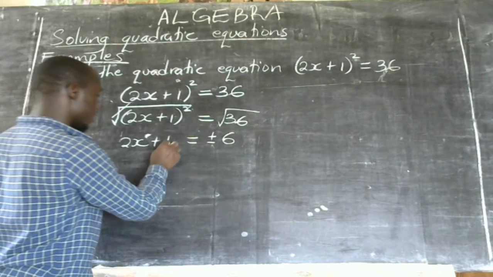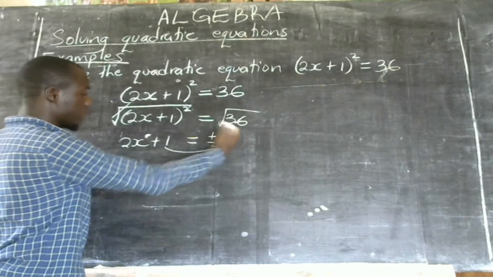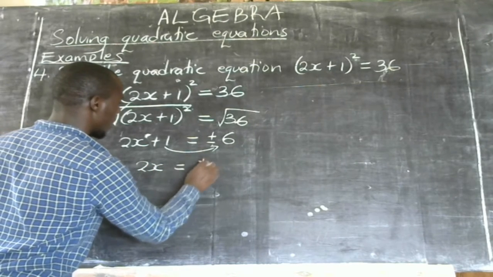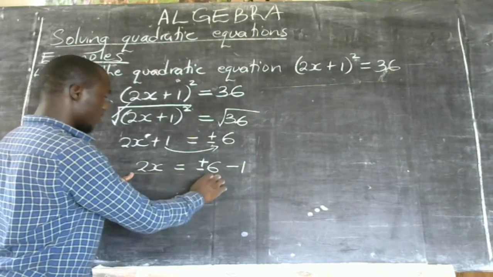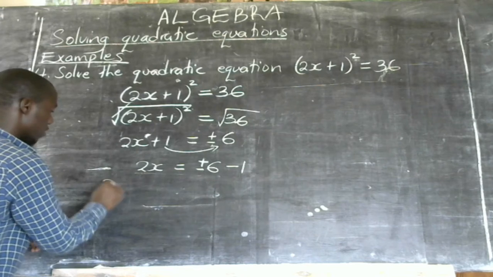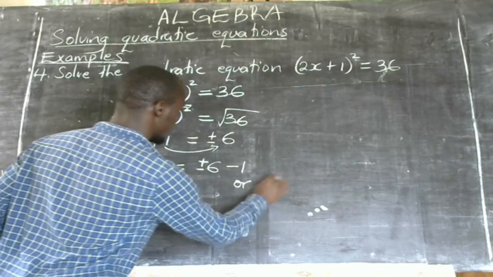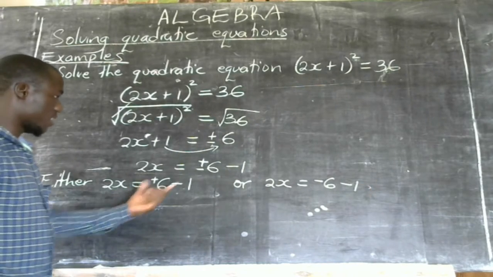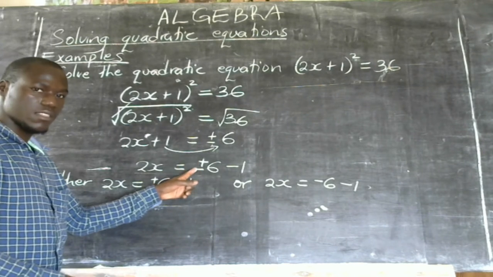Now I'm going to take that side slowly. Thereafter I'll have 2x equal to something, then I divide both sides by 2. So 2x is equal to ±6 minus 1. This equation, we have two of them. The first one is 2x = 6 − 1. Another one is 2x = −6 − 1. These are the two equations that we have; they came from either the positive or the negative.